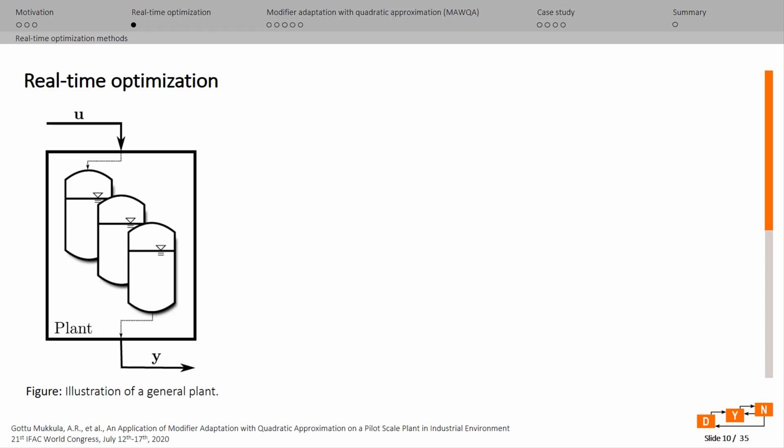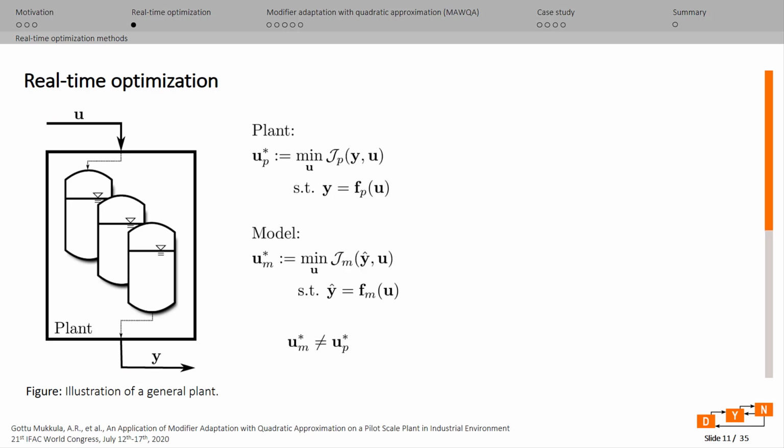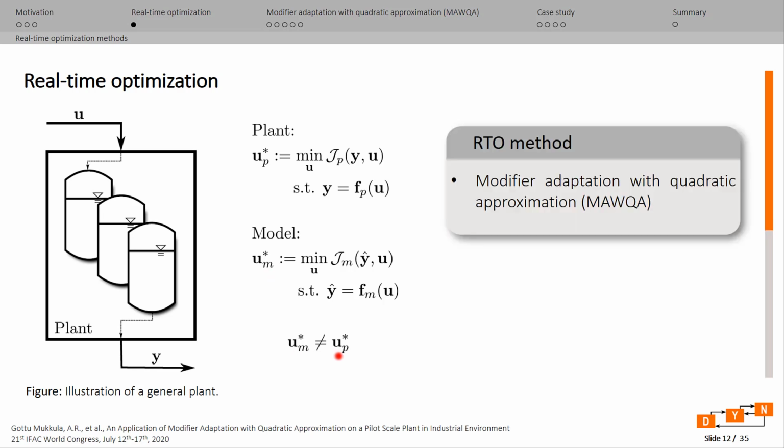Consider a continuous plant where U represents the input variables to the plant and Y represents the steady state measured variables from the plant. If a mathematical model that can represent the plant behavior accurately is available, one can identify the optimal operating input for the plant by solving an optimization problem where a cost function is minimized. However, it is very less likely that an accurate plant model is available. If the optimization problem is solved using a nominal model with plant model mismatch, the identified model optimum may not match with the true plant optimum.